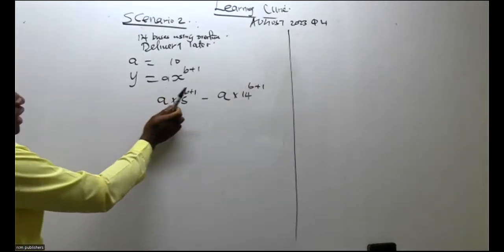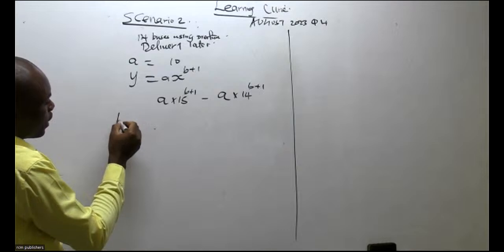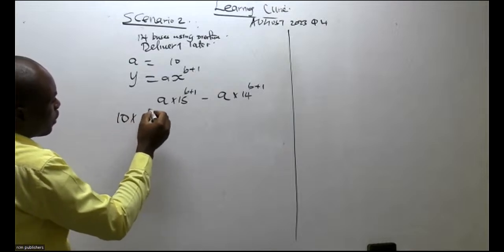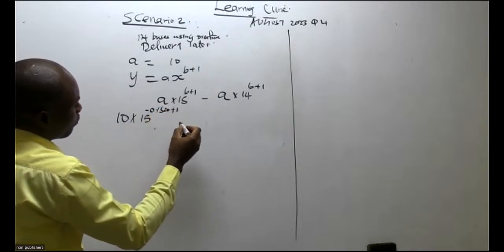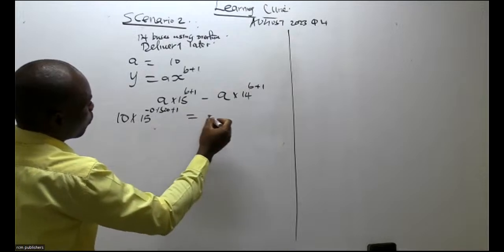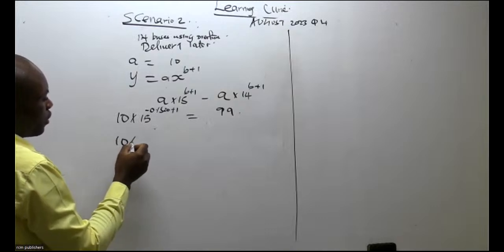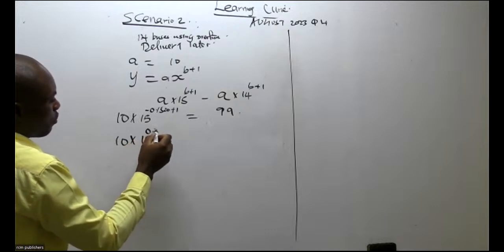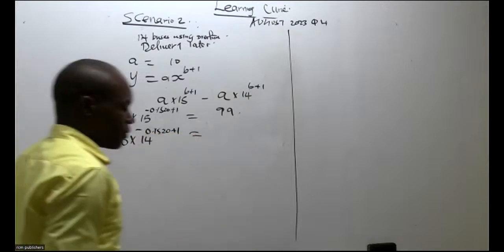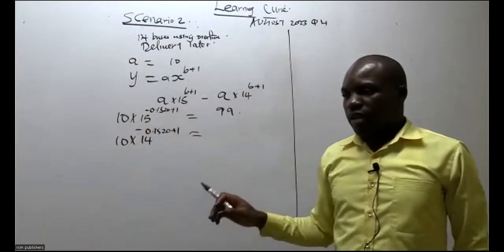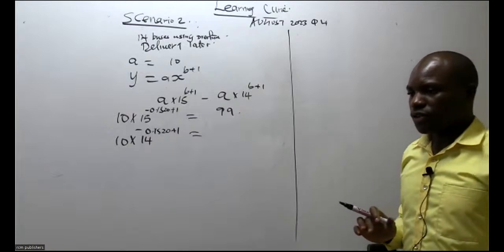So let's get, of course, we add this one here. That is A, which is 10, times 15 raised to the power B, which is negative 0.1520, plus 1. I think you gave me 99. Then A, which is 10, times 14 raised to the power negative 0.1520 plus 1. You should now give me the figure here. Let's go quickly. Time is not on our side. We still have 2 scenarios to deal with.